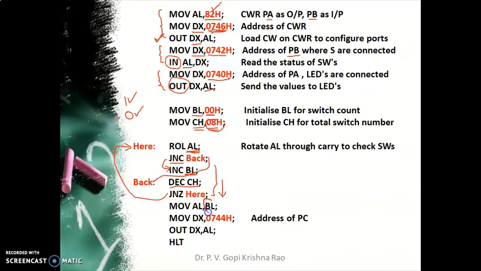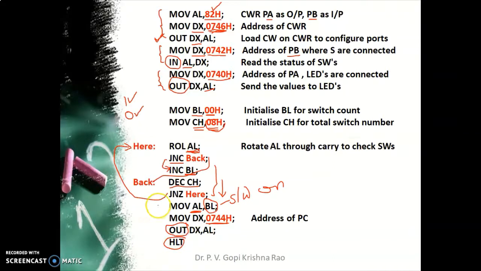Now BL is having a value. What is the value BL is having? The number of switches on. This value is sent into the AL register. As this value has to be updated onto port C, the address of port C, 0744, is loaded into the DX register, and the data is transferred to port C using the out instruction. And we end the program.